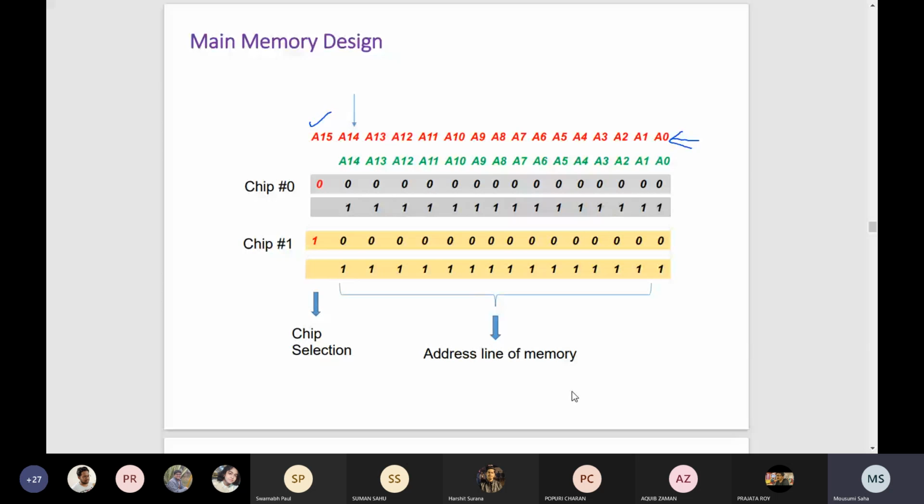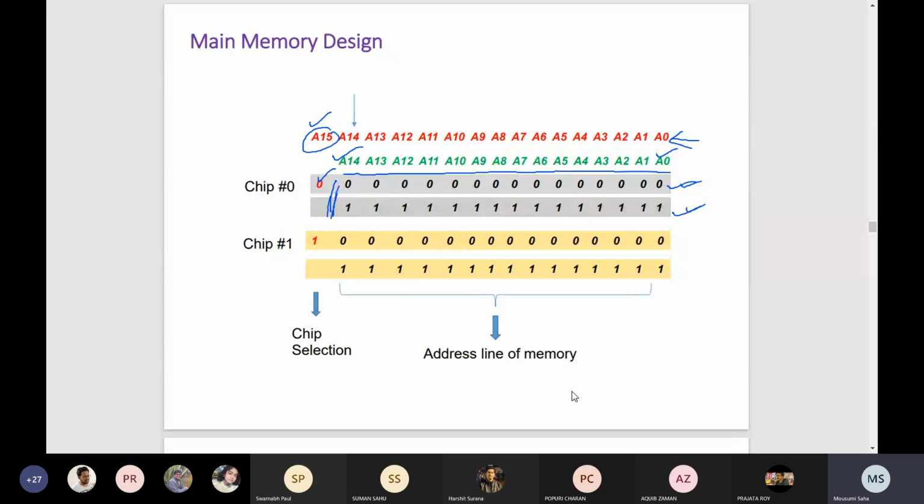But the memory chips have address lines from A0 to A14. So all this memory, that 32 KB RAM or ROM, whatever it is, can start from all 0, then 1, 2, 3, in that way. Ultimately, all will be all ones. This is the starting address and this is the ending address. And this range a processor can use when A15 is 0.